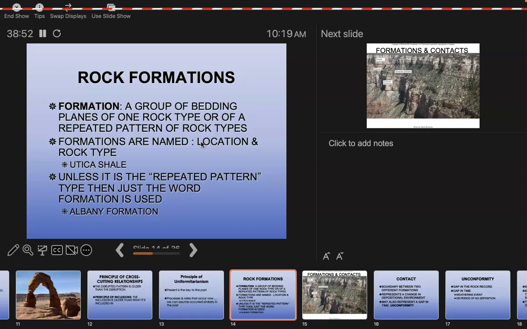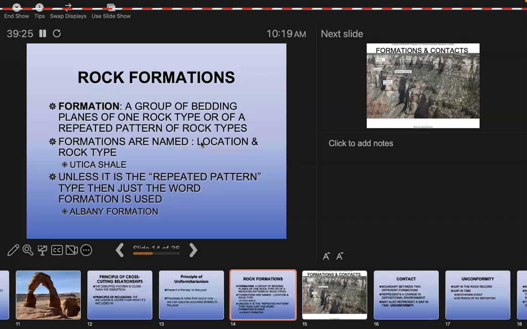So it's a recognized group of bedding planes, all right, of either one rock type or a pattern, a repeated pattern of rocks. Formations are named, location and rock type typically. Every so often somebody will get really greedy and throw their last name in or something like that, but they tend to do that more with fossils and stuff.